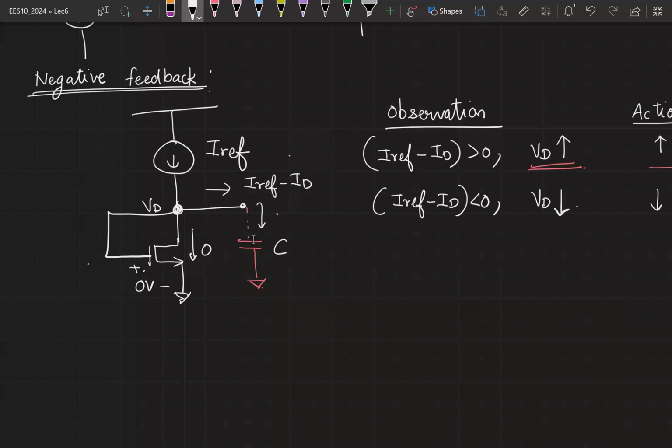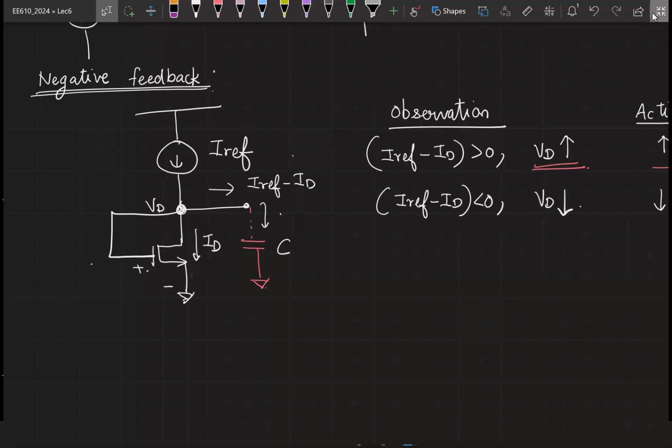So, if VGS was 0, then the current is 0, which means IRF is getting pumped into this capacitor, and the gate voltage potential increases. As your VGS increases from 0 to a larger value, you will start to get a finite current, and it will keep increasing till this current becomes equal to I. Take a minute and see if you have any questions on this.